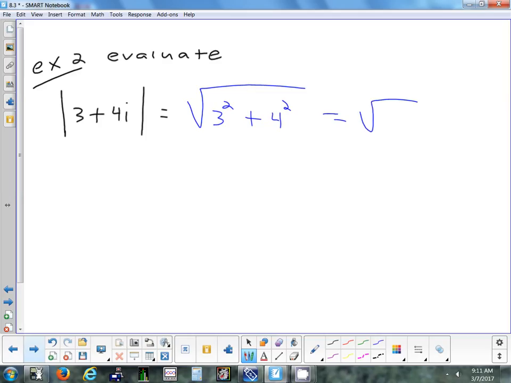3 squared is 9. 4 squared is 16. What's 9 and 16? 25. So what's the absolute value of 3 plus 4i? 5. And as Luke said, finding the absolute value should always be a positive number because it's measuring the distance from the origin. Is that a Pythagorean triple, Mr. Hager? Yes, it is. Learning something. You're learning something. No decimals, it's a Pythagorean triple.